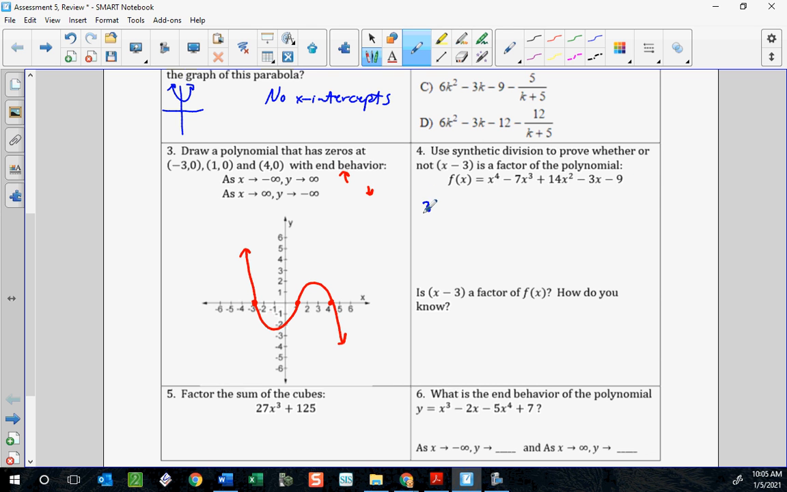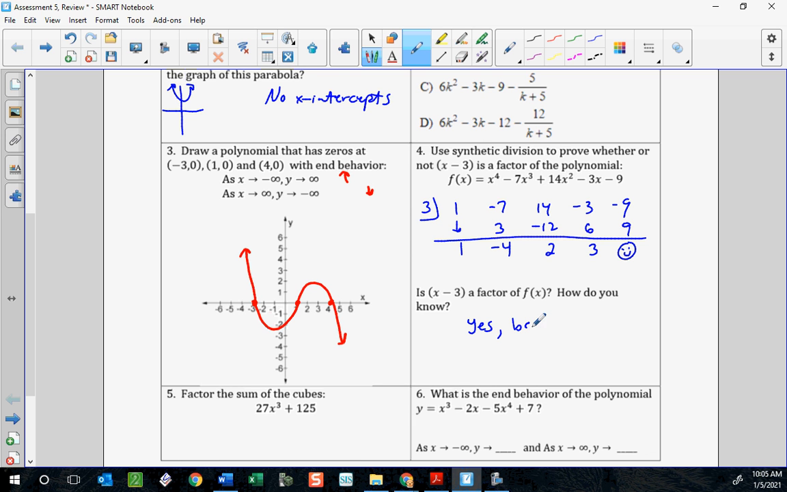So I'm going to put a 3 right here in the box, because x minus 3 means I'm testing for the number 3 as a 0. So I have a 1, negative 7, 14, negative 3, negative 9. So bring the 1 down. 1 times 3 is 3. Add, get negative 4. Negative 4 times 3 is negative 12. Add, get 2. 2 times 3 is 6. Add, get 3. 3 times 3 is 9. And we do get a 0. So yes, it works. So the answer to this question is yes.